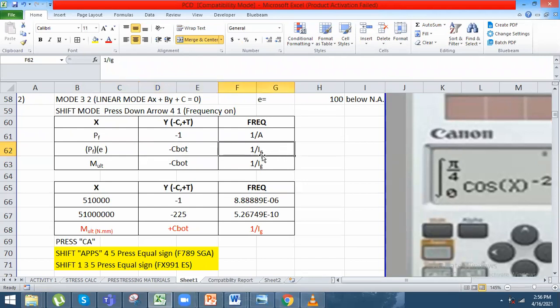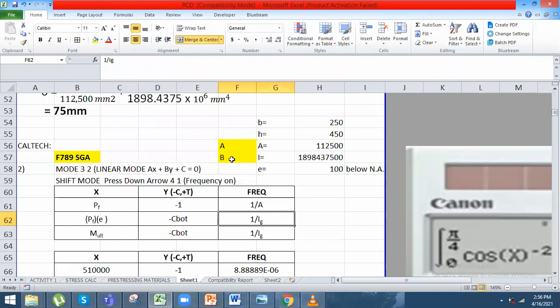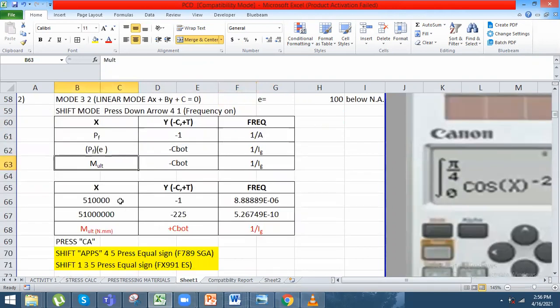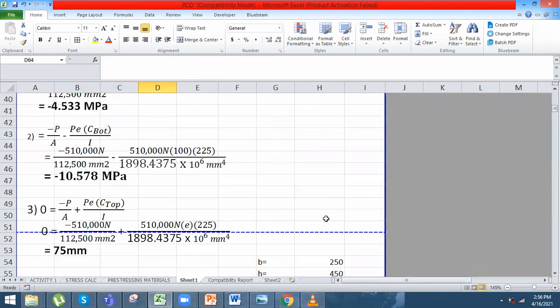Then ito lang ay 1 over I G, which is yung moment of inertia na in-store natin sa B. Excuse me. Then dito naman is yan, general equation to. Moment ultimate. Tapos C-bot. Dito is dapat positive siya, kasi yung moment is magkukos yun ng bending na pababa.